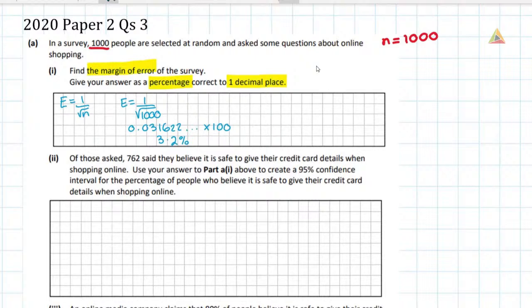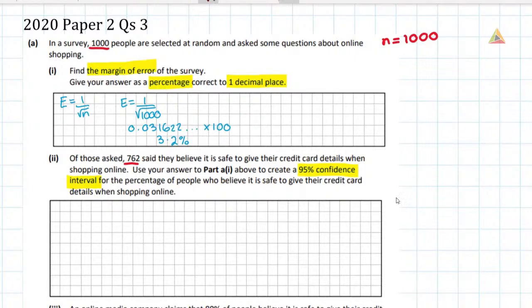Of those asked, so in part 2, of those asked, 762 said they believe it is safe to give their credit card details when shopping online. Use your answer to part A, part 1 above to create a 95% confidence interval for the percentage of people who believe it is safe to give their credit card details when shopping online. So we're getting another 95% confidence interval.